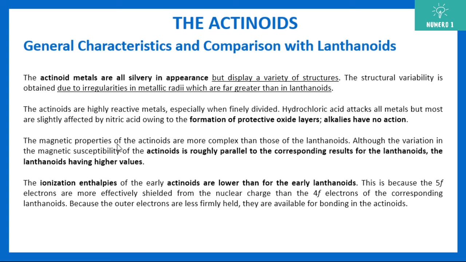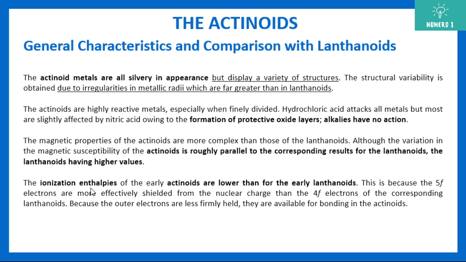Next, the magnetic properties of actinoids are even more complex than those of lanthanoids. Why? Because we have 6d orbitals and 5f orbitals, so it's very complicated. Although the variation in magnetic susceptibility of the actinoids is roughly parallel to the corresponding result from lanthanoids, we have seen that in lanthanoids the paramagnetic character increases and then the paramagnetic nature decreases again. The lanthanoids have higher values.